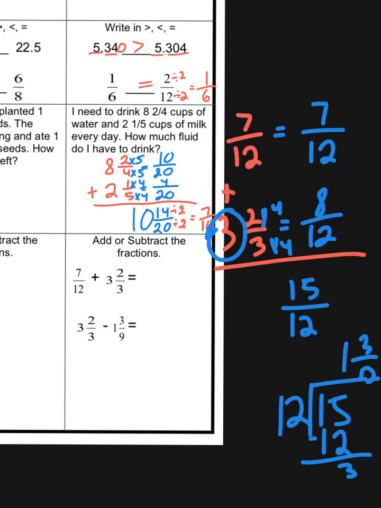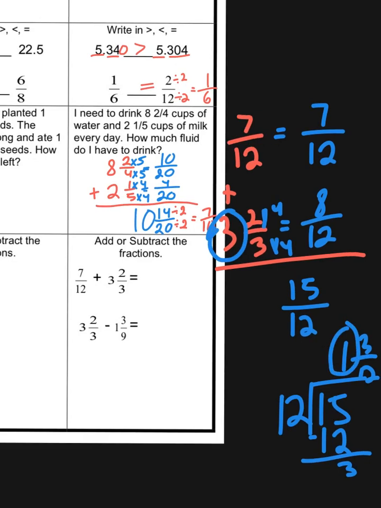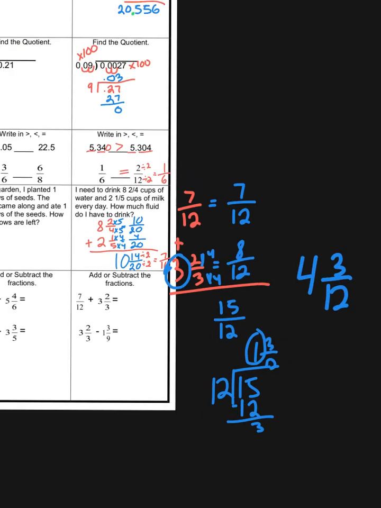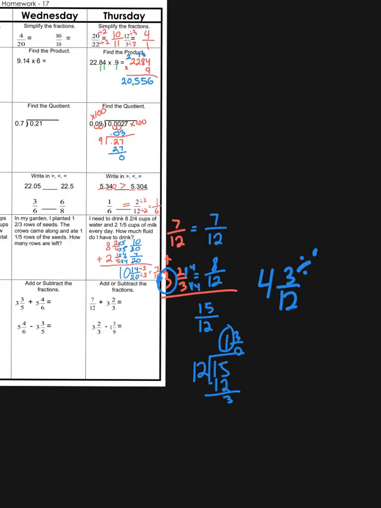So that's 3 plus that 1 right there will actually give you a total of 4 wholes, and then you have 3 out of 12, which can be simplified by dividing the numerator and the denominator by 3, giving you a final answer of 4 1/4.